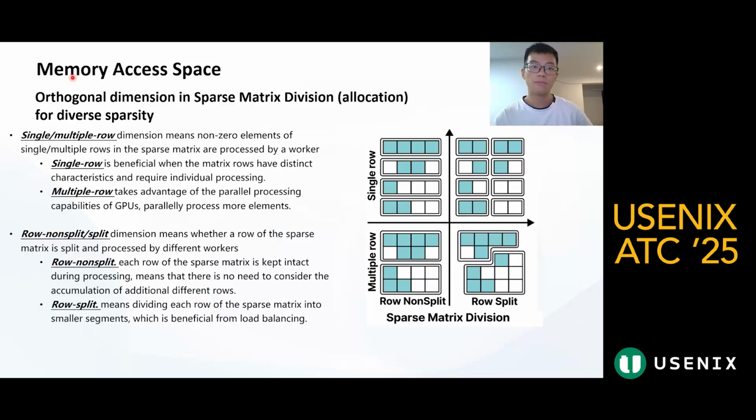For the memory access space, we propose the orthogonal dimension in sparse matrix division for diverse sparsity. We can see here, single and multiple row dimension means non-zero elements of single and multiple rows in the sparse matrix are processed by a worker. The single row is beneficial when the matrix rows have distinct characteristics and require individual processing, and the multiple row takes advantage of the parallel processing capability, processing more elements. And row non-split versus split means whether a row of the sparse matrix is split and processed by different workers.